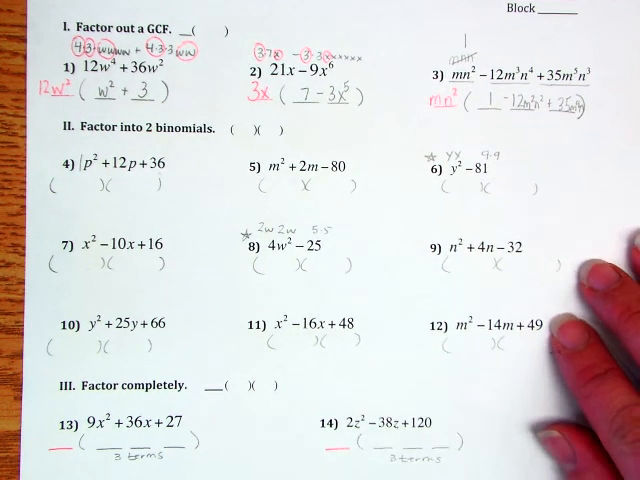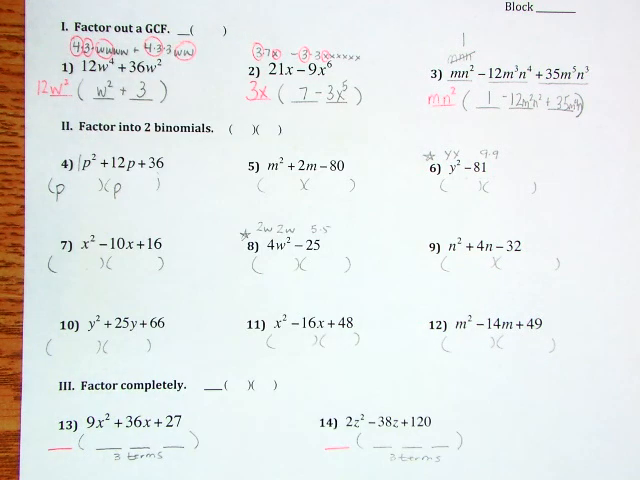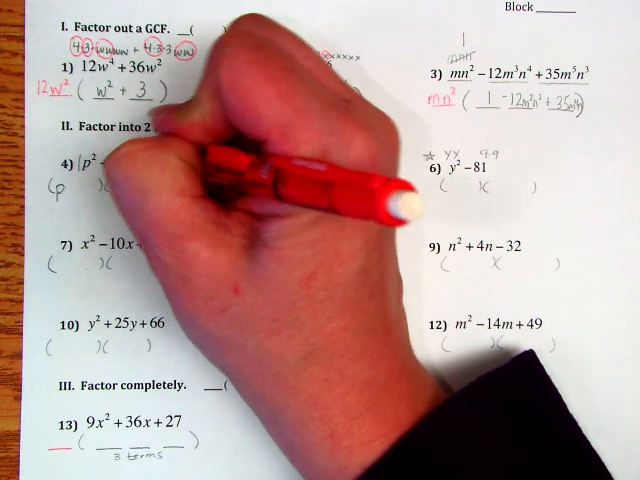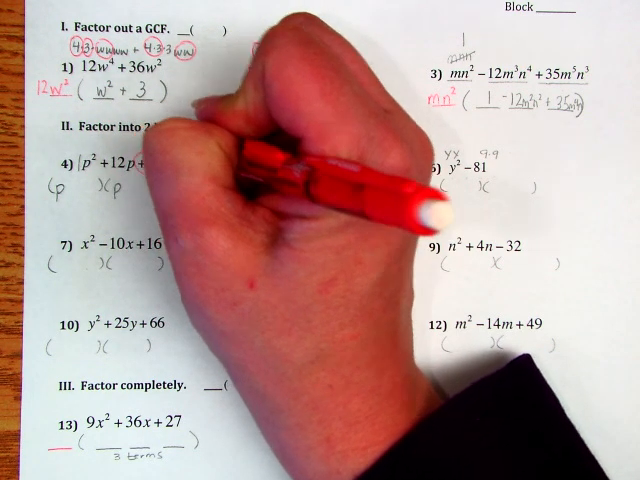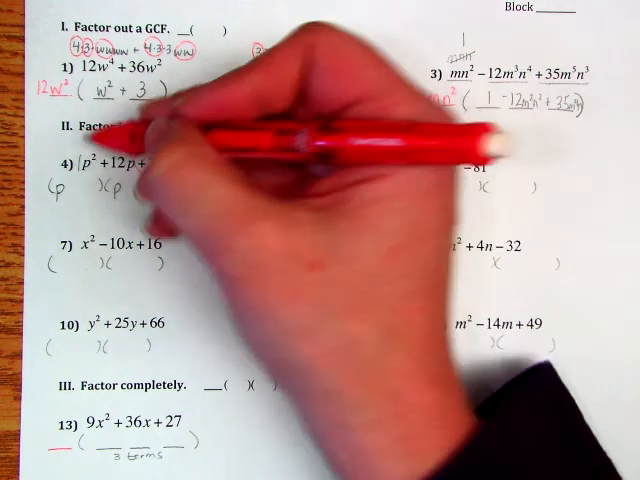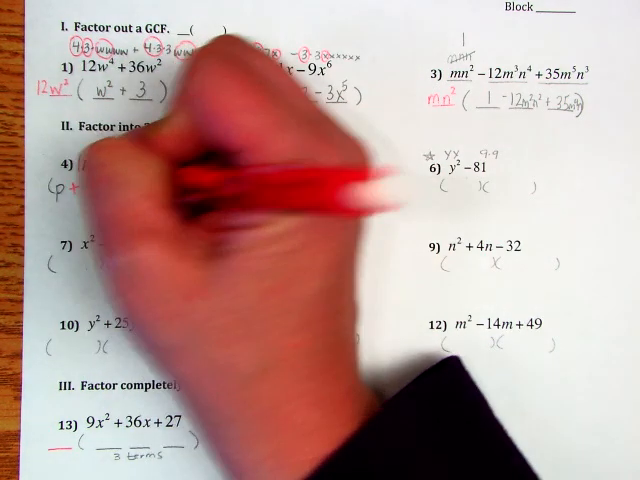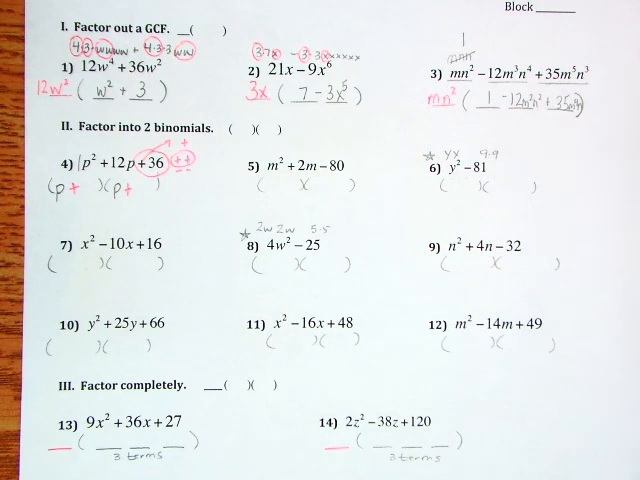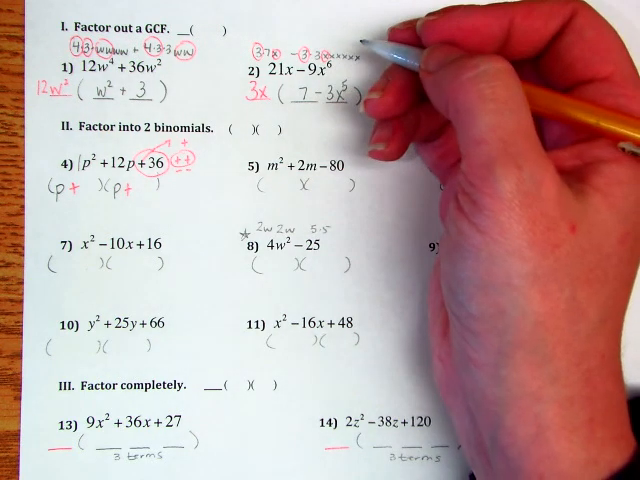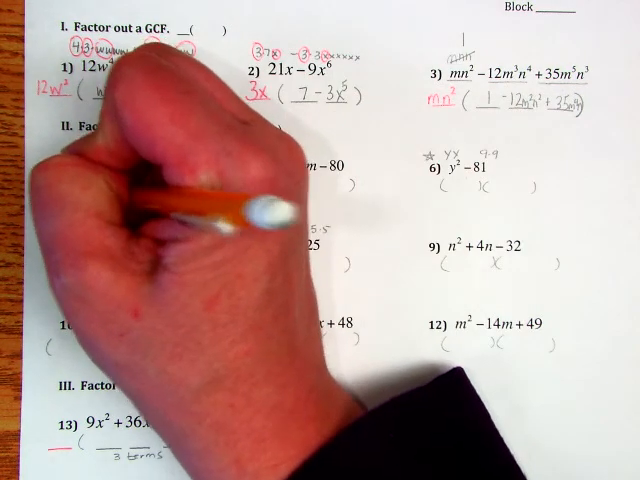In number 4, we start with our setup. So my setup here is going to be a p and a p. I then look at the end and say, how do I get a positive for the last? Plus, plus, minus, minus. What I choose is based on the middle sign. So this is plus, plus. What 2 numbers multiply to give me 36, but add to give me 12? In this case, it's going to be 6 and 6.